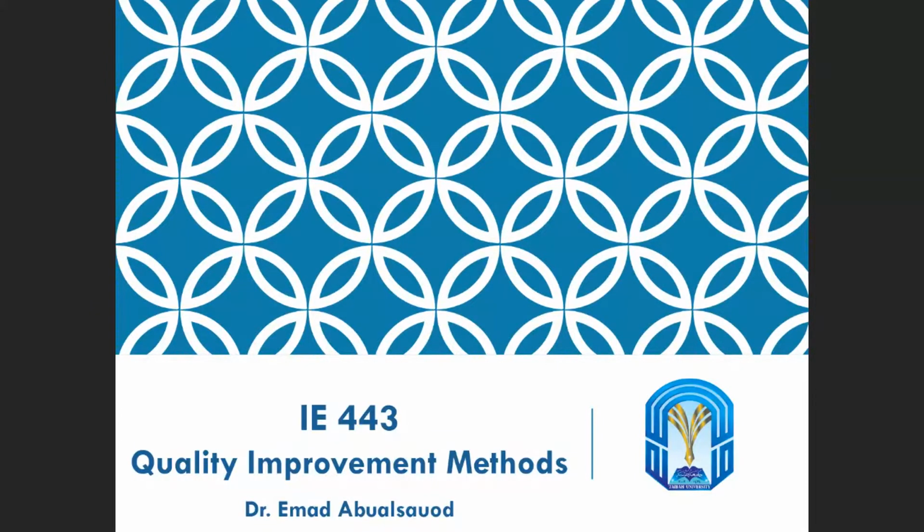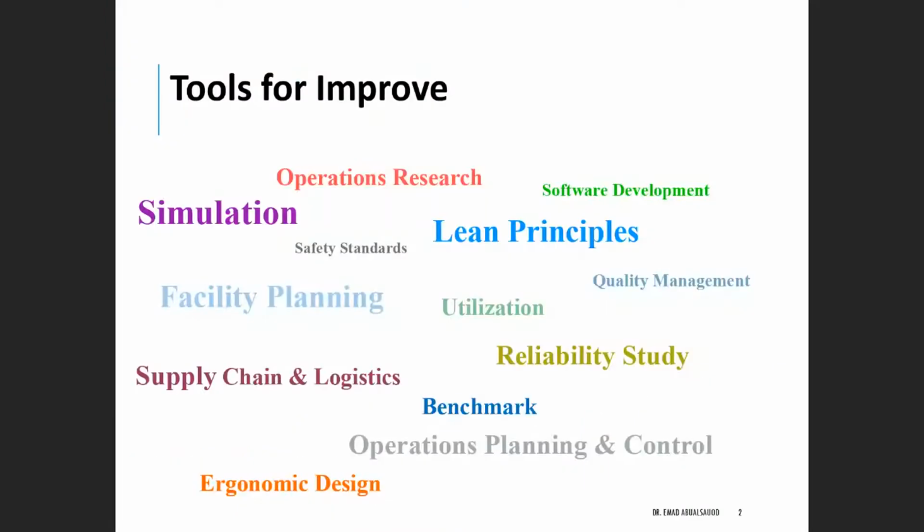Welcome everyone to quality improvement methods, and today we will talk about the improve phase of the DMAIC methodology. In the improve phase, what is unique about Six Sigma is that it can carry many methodologies and many applications, and that's what distinguishes the Six Sigma methodology compared with other improvement methods. And that's the reason for the success and widespread use of the Six Sigma methodology.